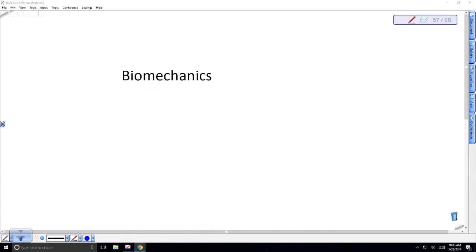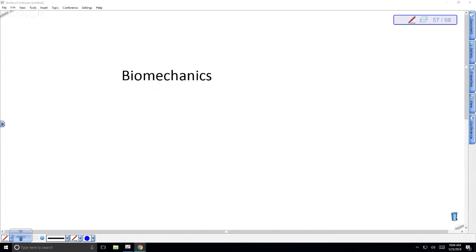Lever system. So in a lever system in your body, what would be the lever? The bone. And what is the fulcrum? The joint. And what is the effort? Muscle contraction. Excellent.